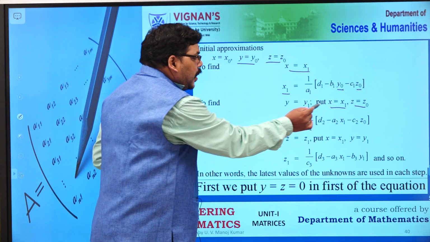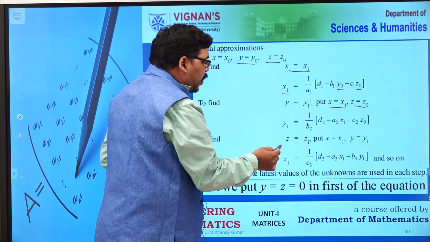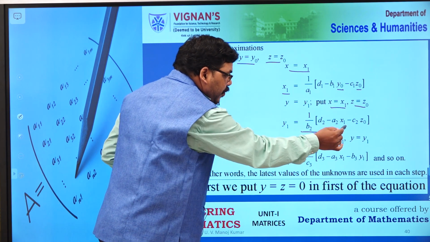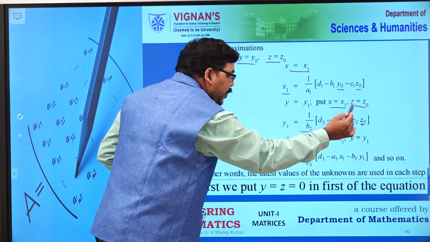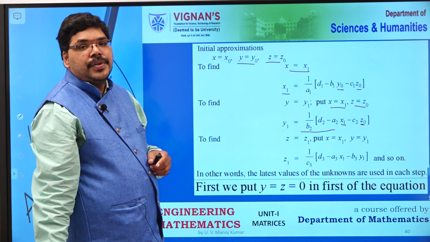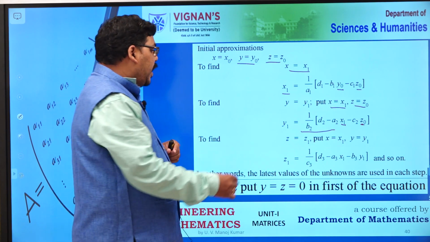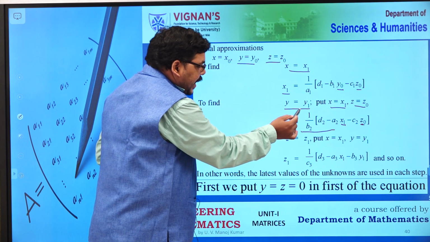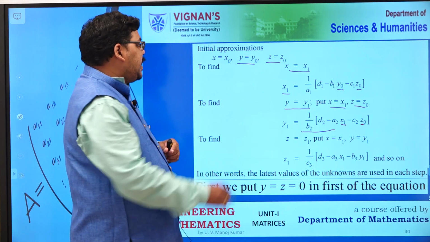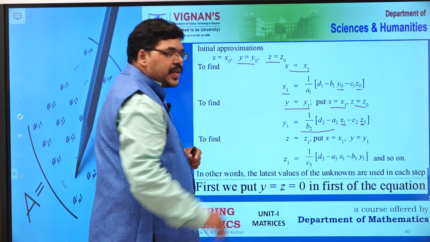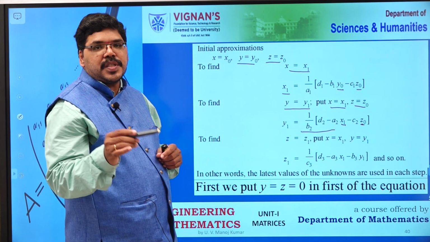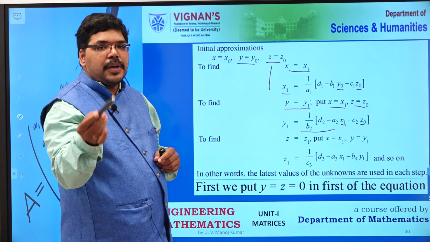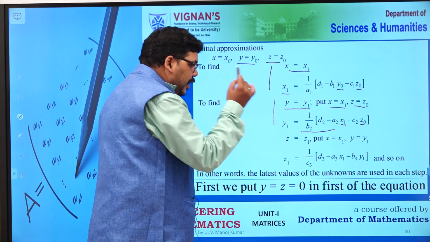So when you substitute x equals x1, z equals z naught in the above expression, we will get y1 like this. See here, in place of x we have x1, in place of z we have z naught. So from this calculation, we are able to find the next value of y. The first value of y is y naught, the second value is y1. So this is the initial approximation, this is the first approximation. The first approximate value of x is x1 calculated here. The first approximate value of y is y1 calculated here.